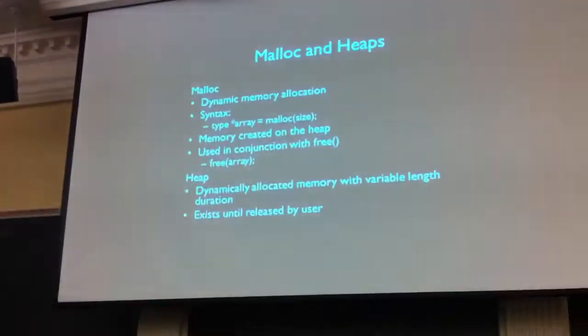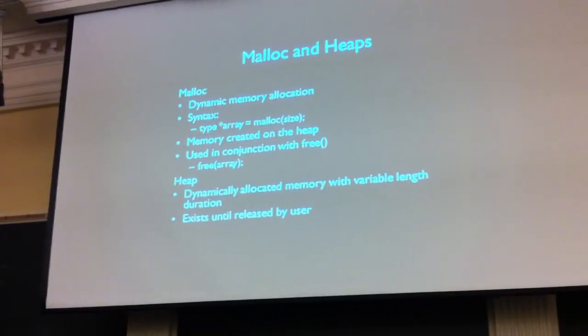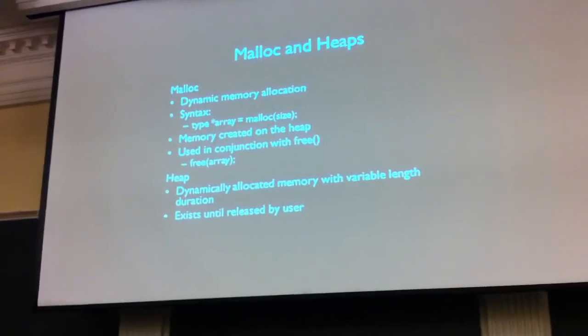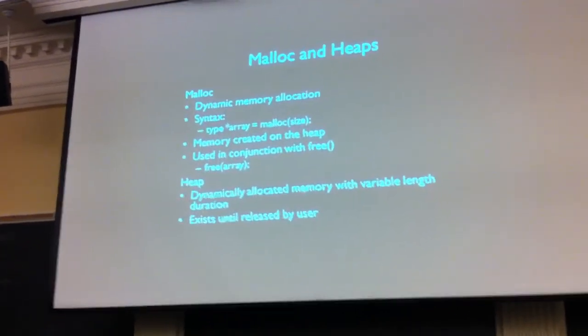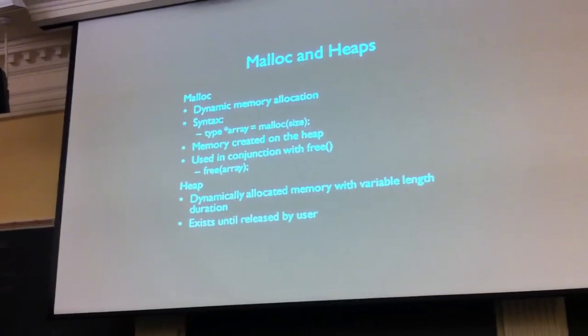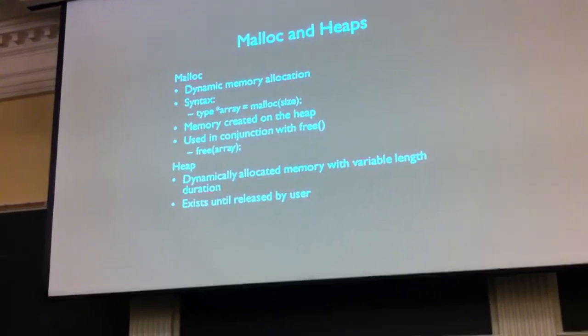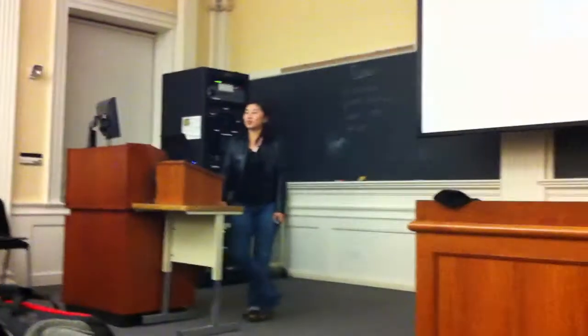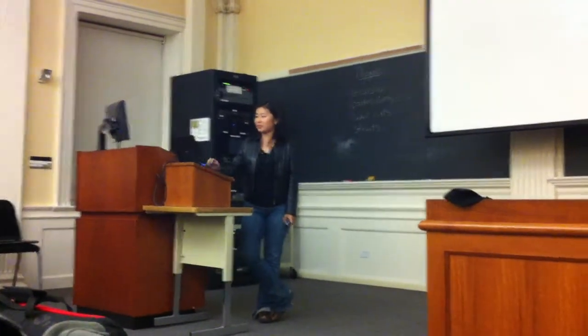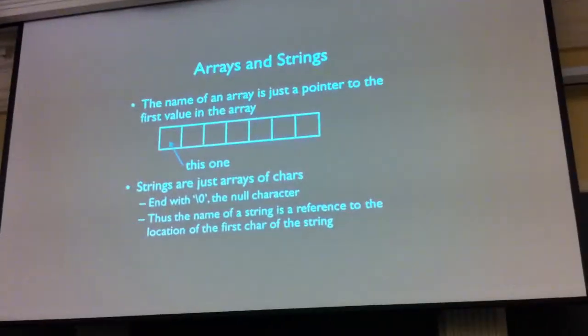So the thing to know about malloc is you should always use it with free. And essentially what malloc does is malloc returns a pointer. So in our example here, you can see type star array equals malloc size, and that's generally how you call malloc. Does anyone have any questions about malloc pointers? It's pretty straightforward. So on to arrays and strings.